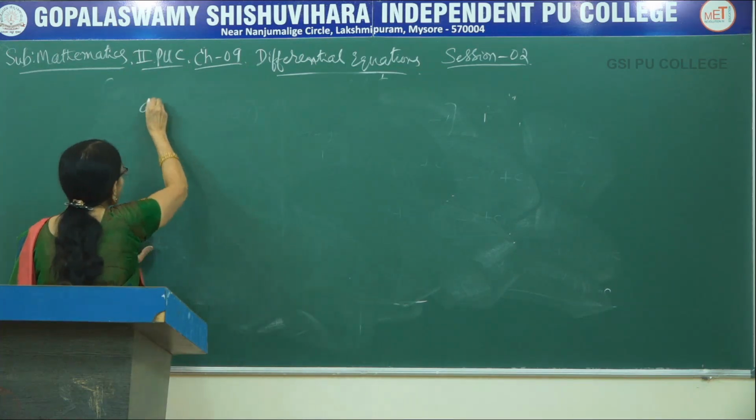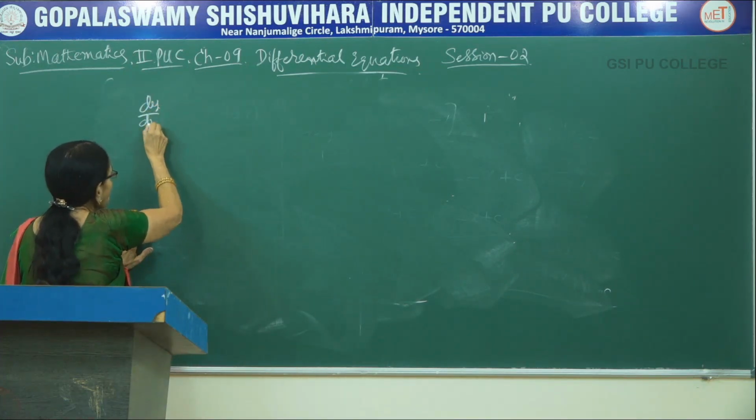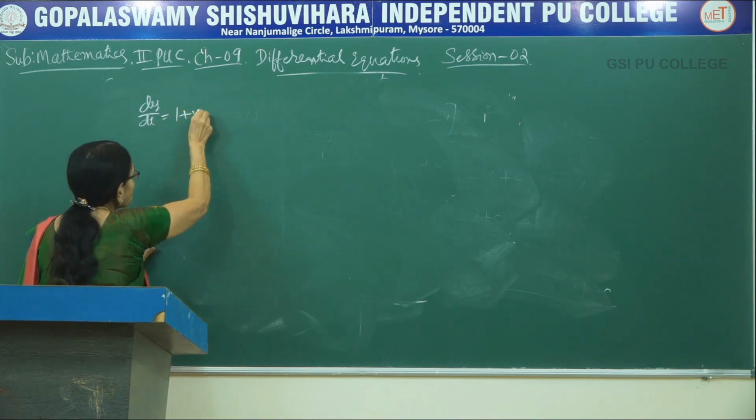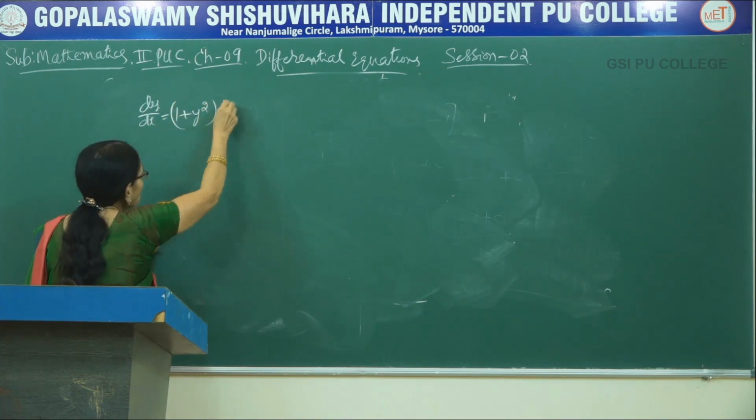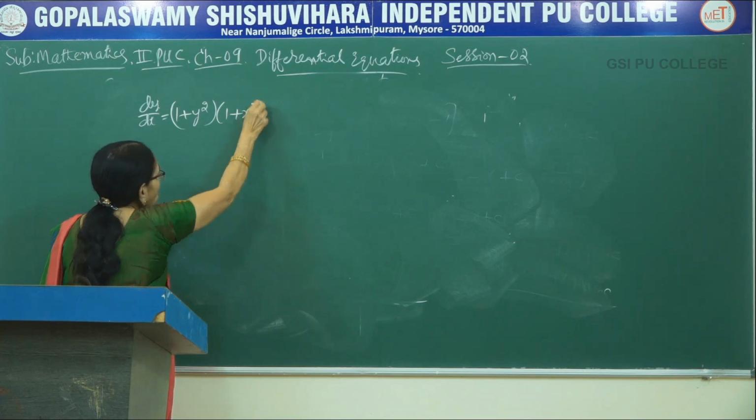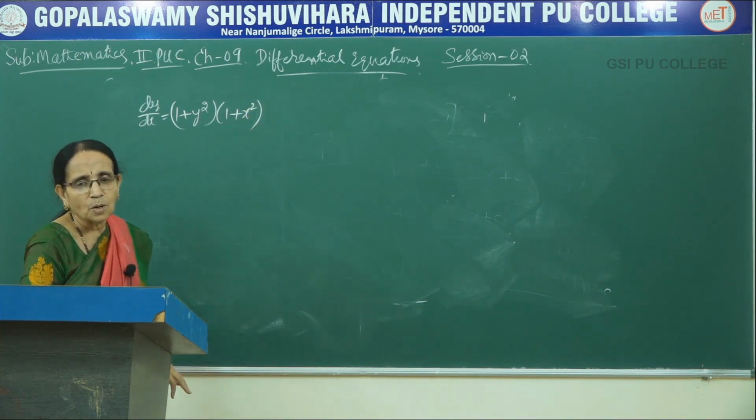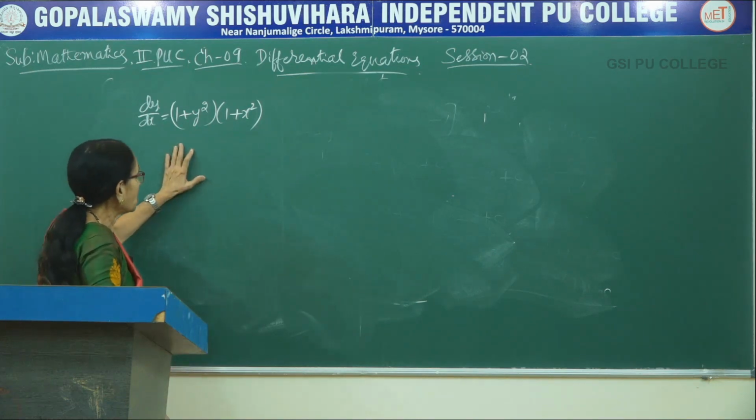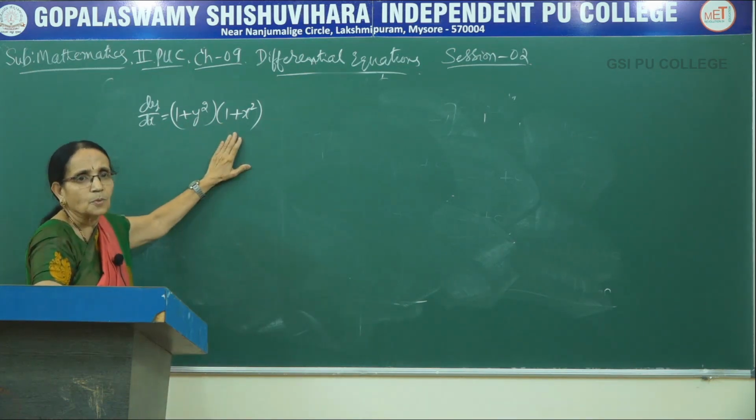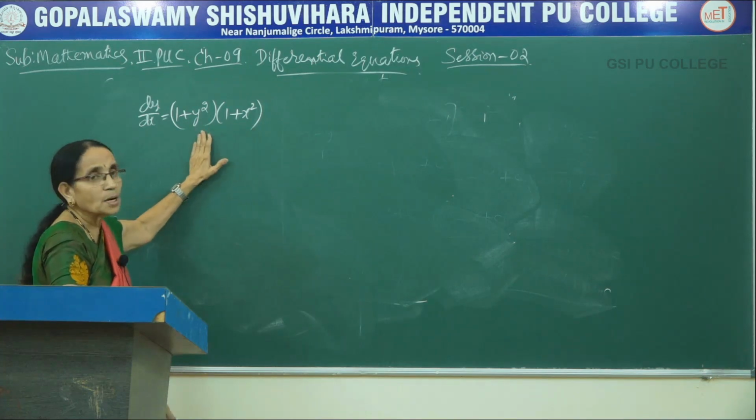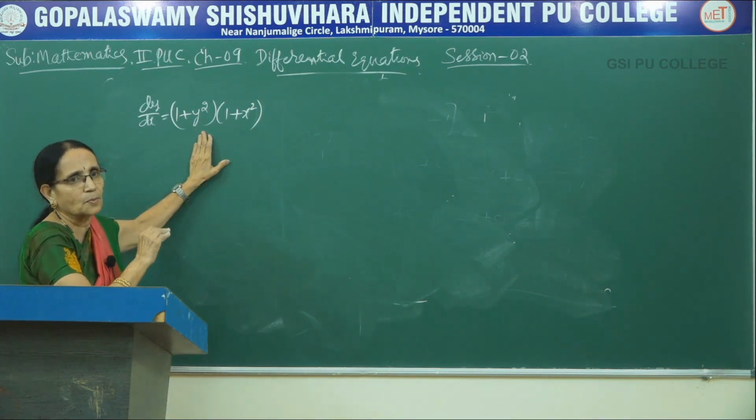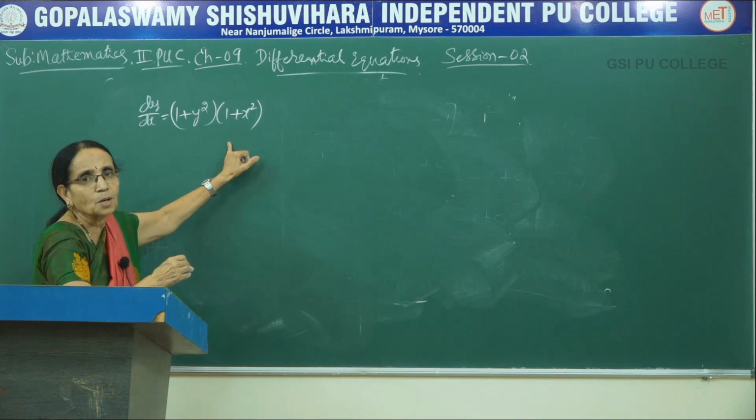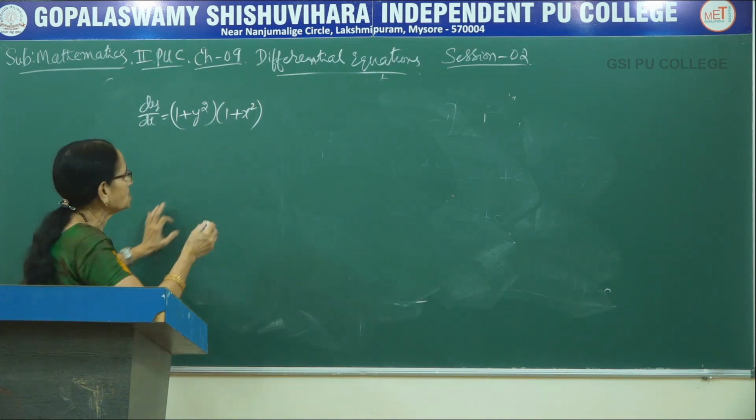dy by dx is equal to 1 plus y square into 1 plus x square. Now again both x and y are there. We have to retain only x here. y has to go to the left hand side with dy, and this dx has to go to the right hand side with 1 plus x square.